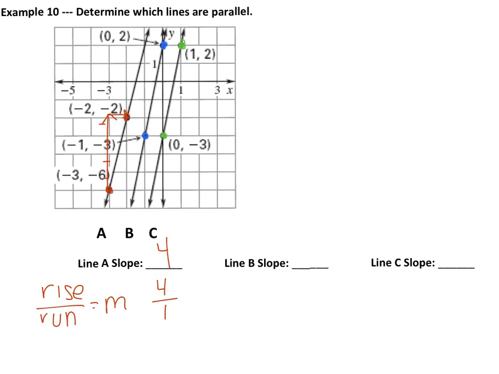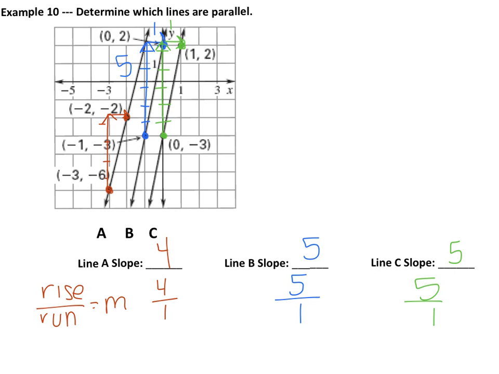For B, those are the two blue dots. I'm going to count that rise. So I have 1, 2, 3, 4, 5. So my rise is 5, and my run is also just 1. So I'm going to simplify that to just 5. And then that very last one are my two green dots. So I'm going to rise 1, 2, 3, 4, 5. And then I'm going to run just once and simplify that.